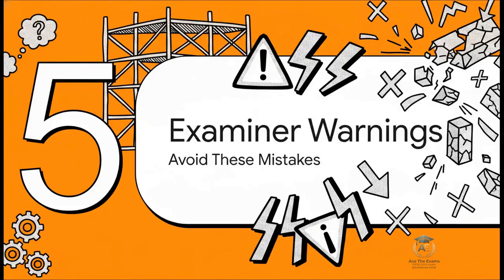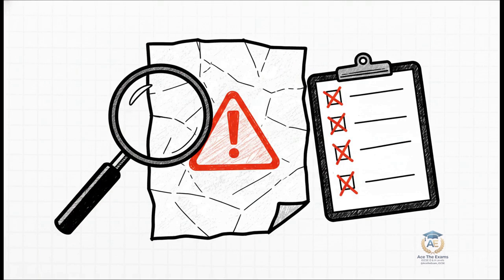Section 5. Top Examiner Warnings. We are now entering the most critical part of this explainer. Let's look at the top 3 mistakes pulled directly from the principal examiner reports. And here is a shocking reality. Examiners are not hiding points from you. Candidates are literally throwing them away on simple process errors.